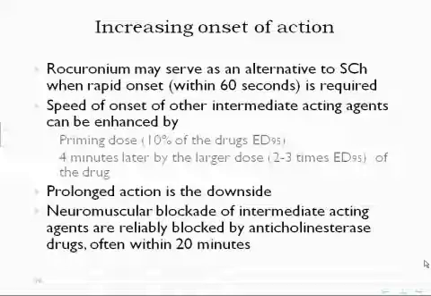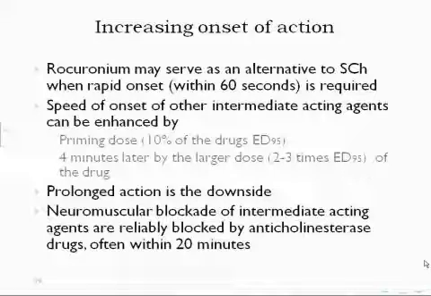Speed of onset of other intermediate acting agents can be enhanced by what's called a priming dose. I do this with atracurium as well. You give 10% of the ED95 of the drug, and then 4 minutes later you follow it with the larger dose, which is the normal intubating dose, 2 to 3 times the ED95. And then you get a very rapid onset. The downside is that sometimes with some people, with the 10% you already get a partial paralysis, and people start freaking out. So that's a little bit uncomfortable, to say the least.